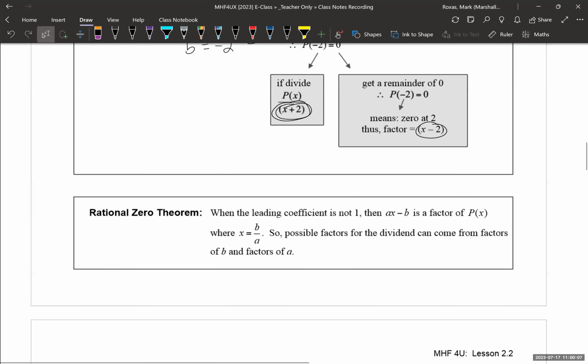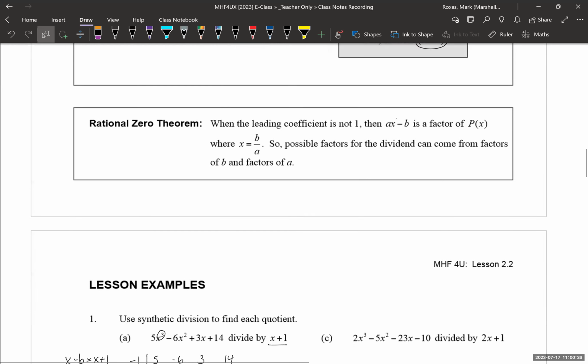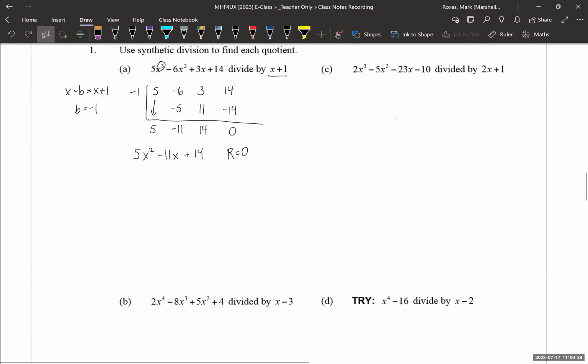And one more theorem here, the irrational zero theorem. When the leading coefficient is not 1, ax minus b is a factor of p of x, where x equals b over a. So possible factors for the dividend come from factors of b and factors of a. Okay, so let's go through some more examples. Let's go to example b.